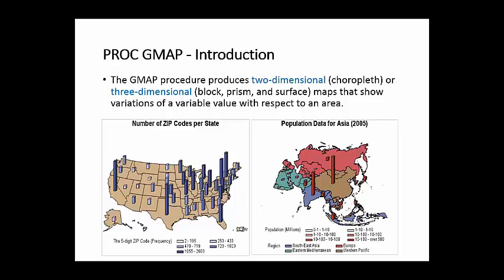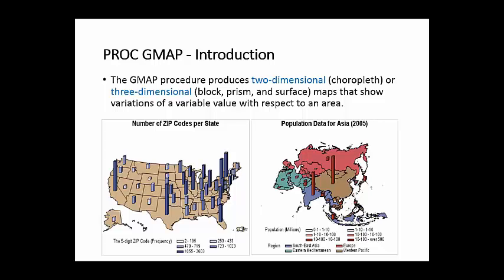Here we come to the most important procedure in mapping data in SAS, PROC GMAP. It can produce 2-dimensional or 3-dimensional maps that show variations of a variable value with respect to an area. It can be used to produce maps, summarize data that vary by physical area, and show trends and variations of data between geographic areas. It can also highlight regional differences or extremes.